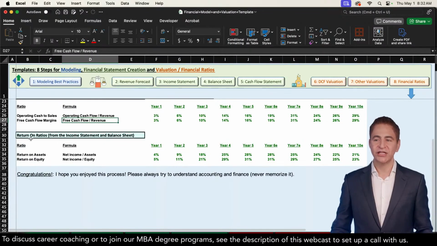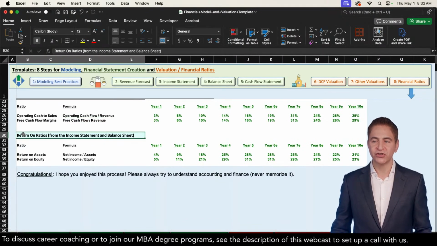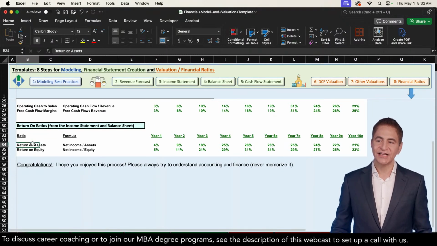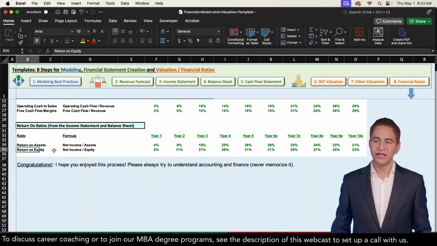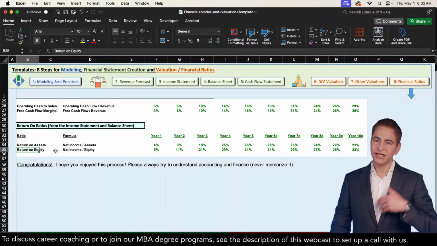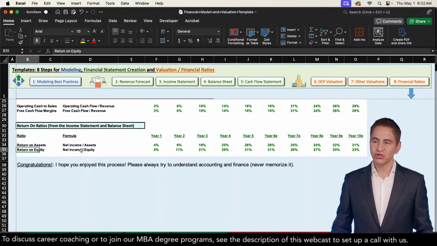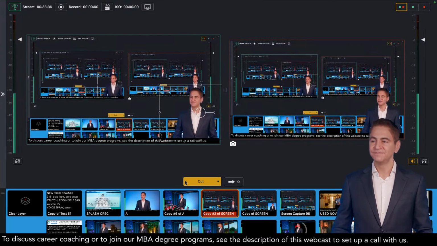Lastly, we look at the return on ratios. Whenever you hear the term return on something, it means net income over something. We look at return on assets as well as return on equity. And I personally don't like looking at ROIC because there's three variables in the denominator. Let me go back here. Move on to the next question.